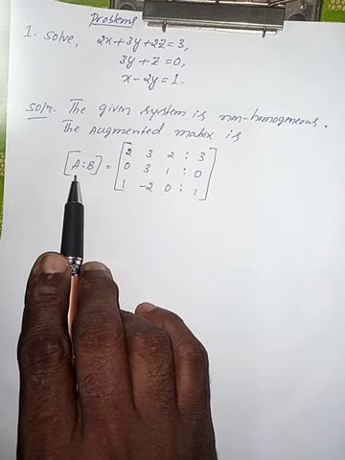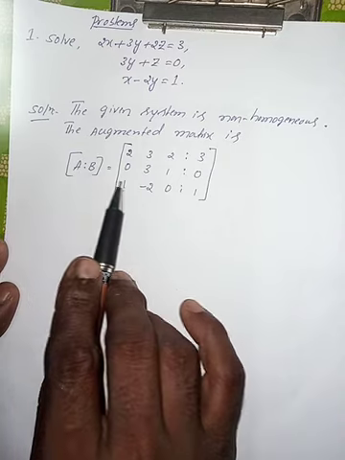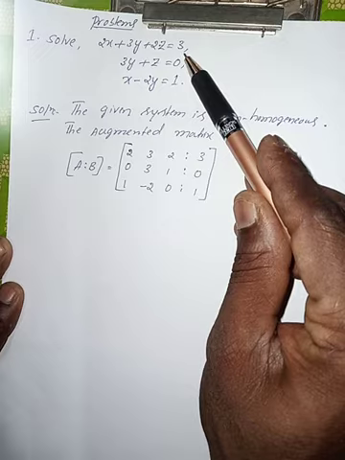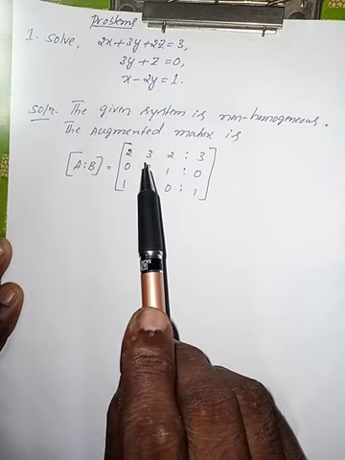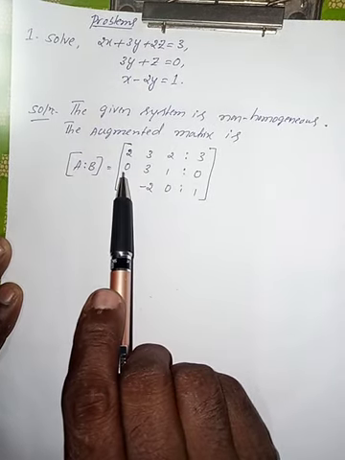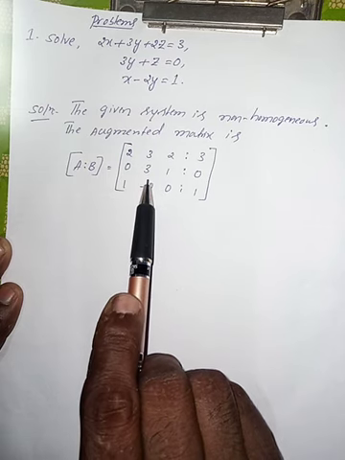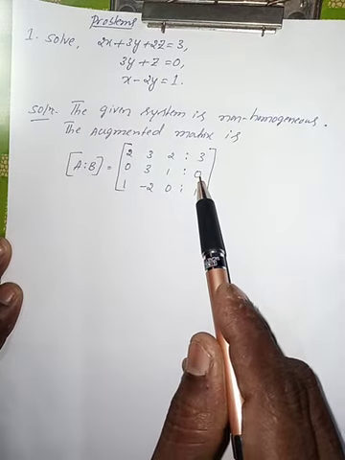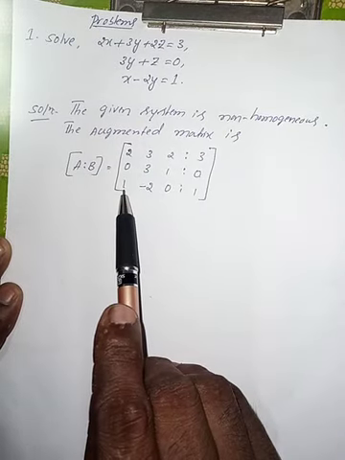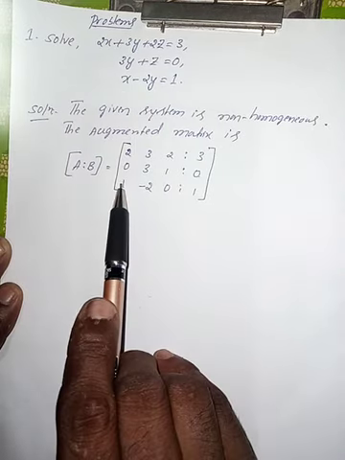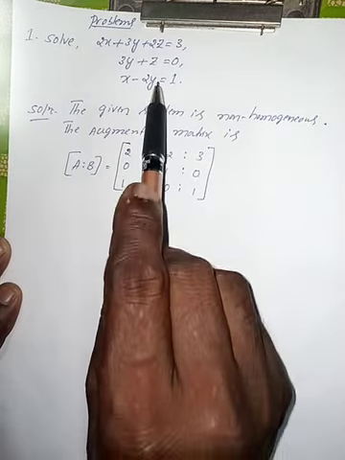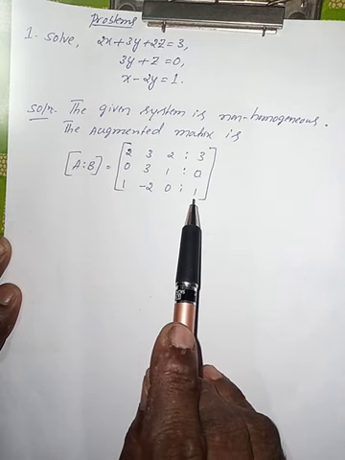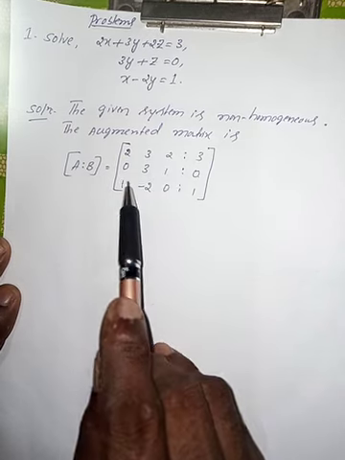So the augmented matrix is given by A colon B is equal to 2 3 2 colon 3, this 3 is the constant. Next, in the second row, observe there is no x term, that's why I have written 0 here, and the y coefficient is 3, the z coefficient is 1, and the constant term here is 0. Next, in the third row, the x coefficient is 1, the y coefficient is minus 2, there is no z term, therefore we get 0 here and colon 1 here. So this is the augmented matrix.